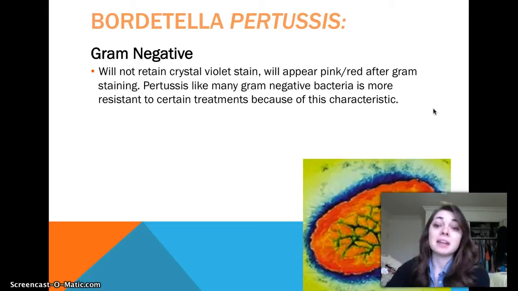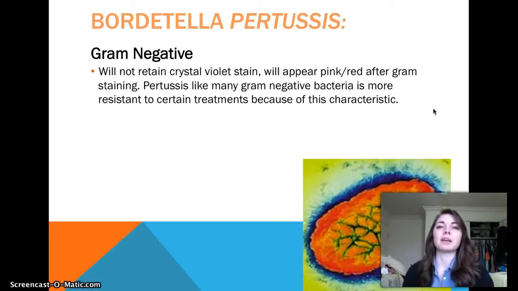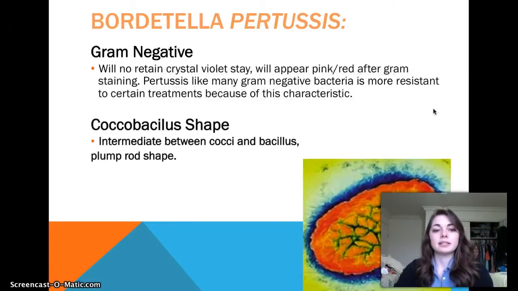Pertussis, like many bacterium that are gram-negative, is more resistant to treatment because of this characteristic. Another big thing, its general shape. It's usually cocobacillus shape, so just a plump little rod, but not quite spherical.